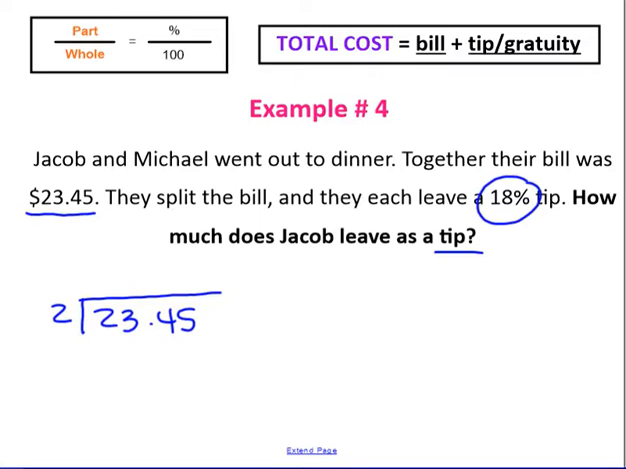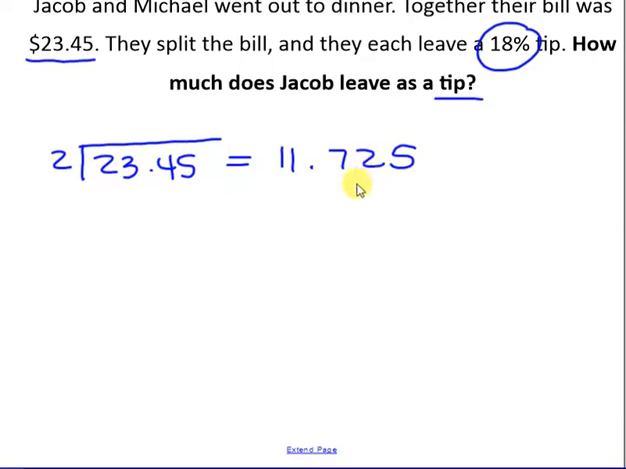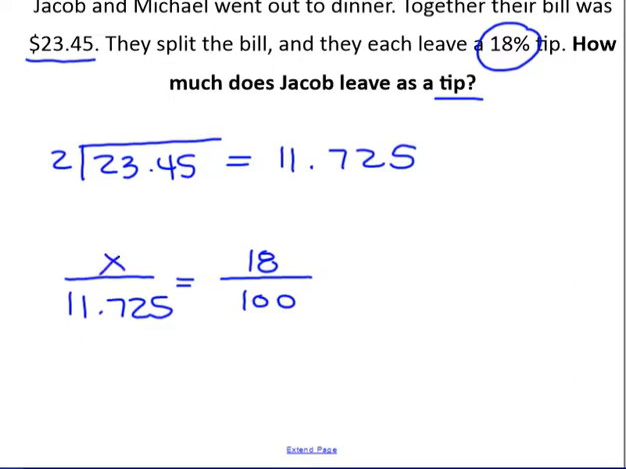So $23.45 divided by 2. And that's going to give me 11.725. Now, I'm not done with the problem, so I'm not going to round the number. I only round the number at the end of the problem. So this is how much Jacob's bill is, but now I need to figure out how much his tip is. So I'm going to make a blank proportion. My percent is 18. That's going to be over 100. His bill is 11.725, and I'm trying to figure out the tip.